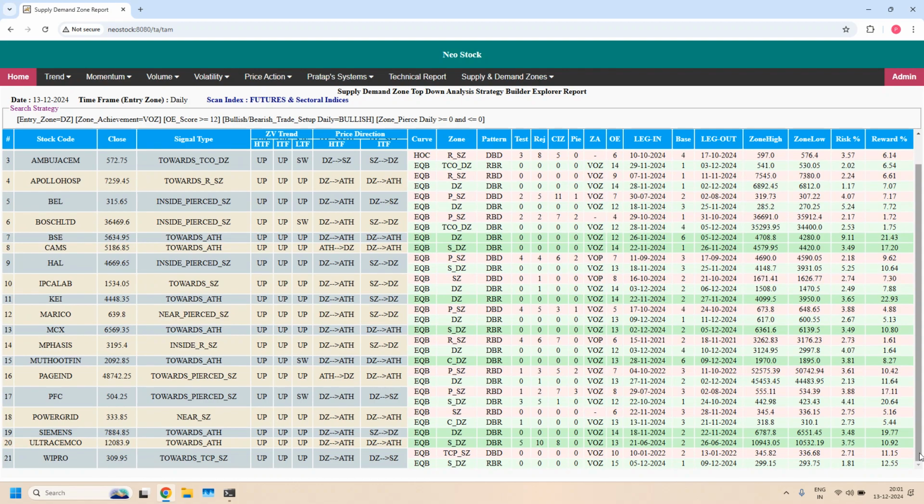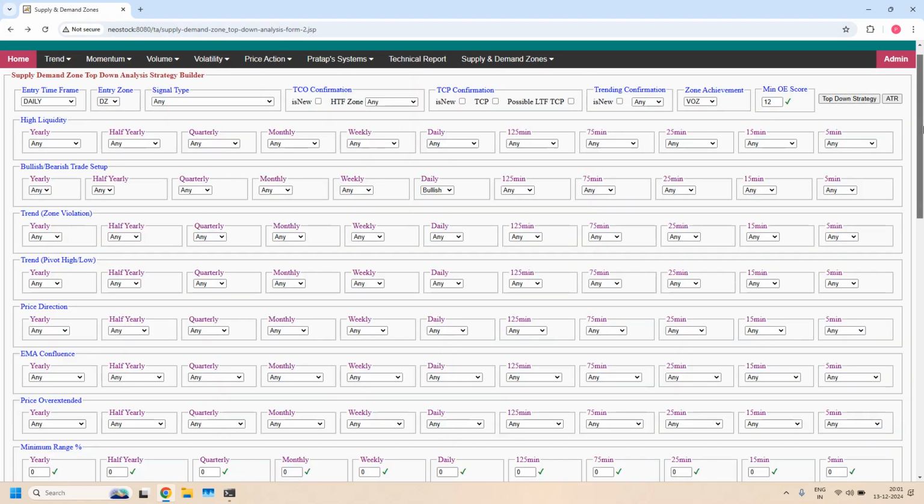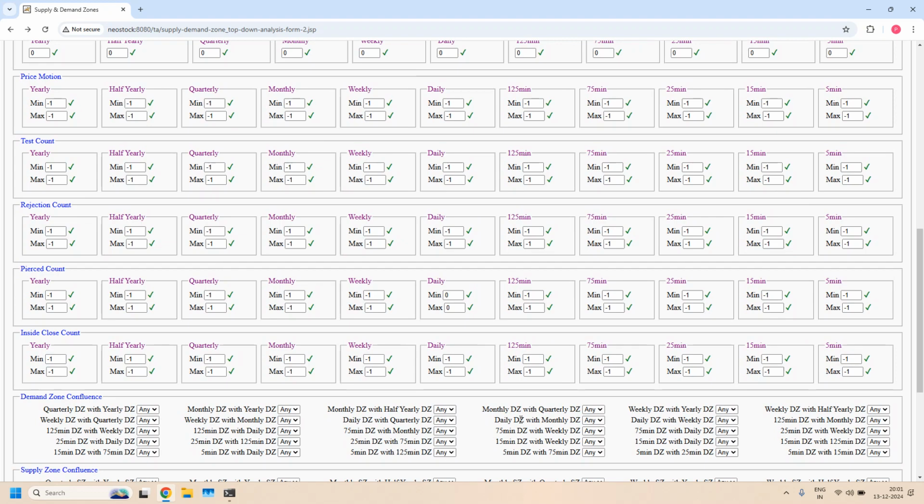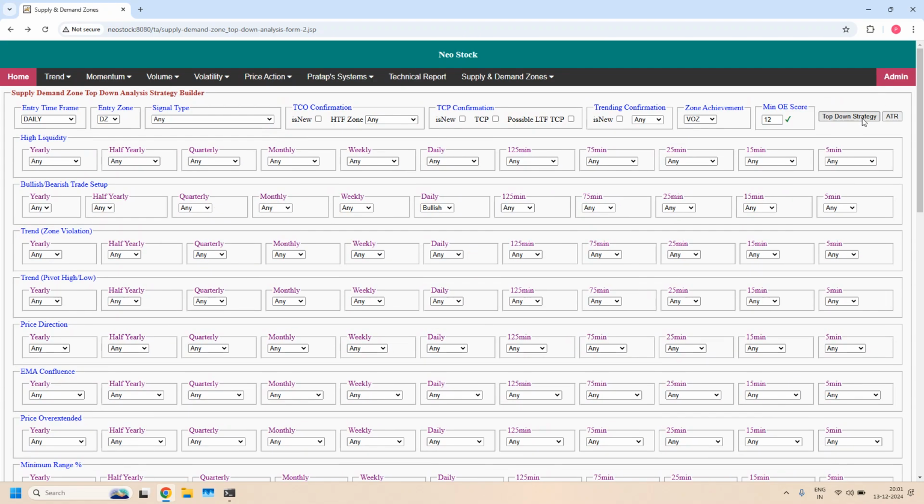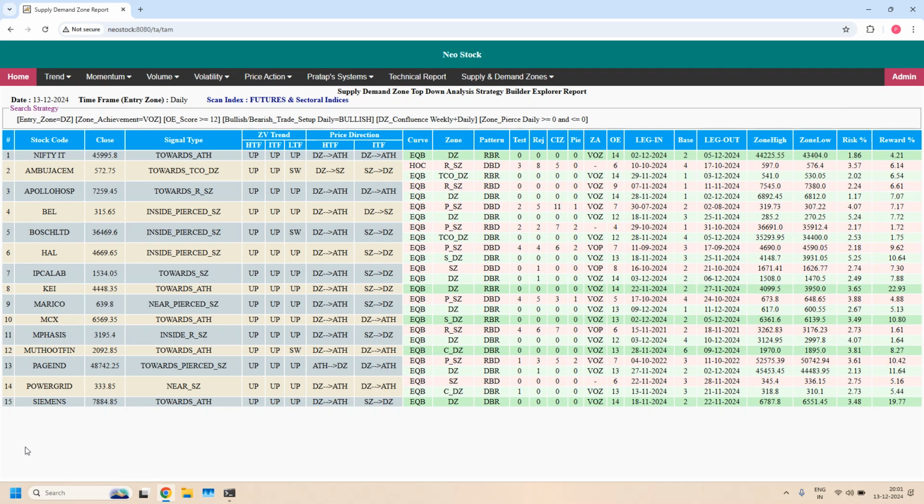First filter is based on LTF and ITF demand zone confluence. That is nothing but daily and weekly demand zone confluence. So I am enabling the filter daily demand zone with weekly demand zone confluence. With this filter, out of 21 stocks, we got 15 stocks. In these 15 stocks, these daily demand zones are part of the weekly demand zones. And the weekly trend is up in all the stocks. Weekly means ITF. ITF trend is up.